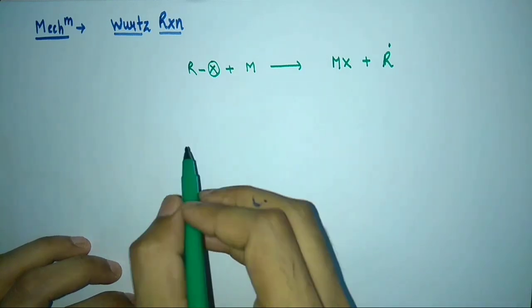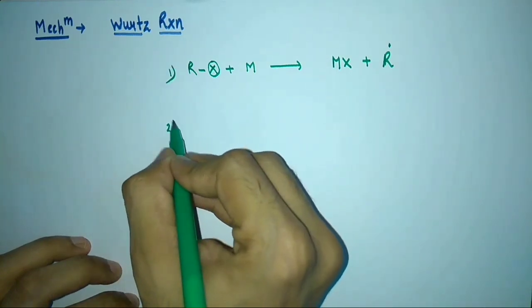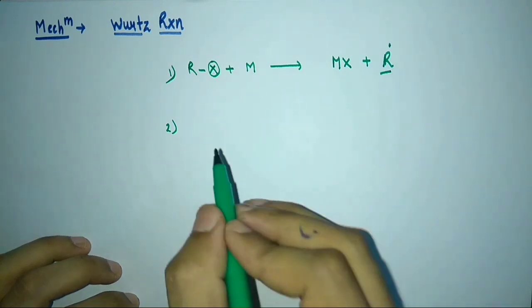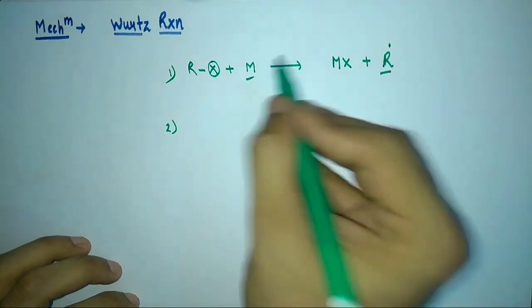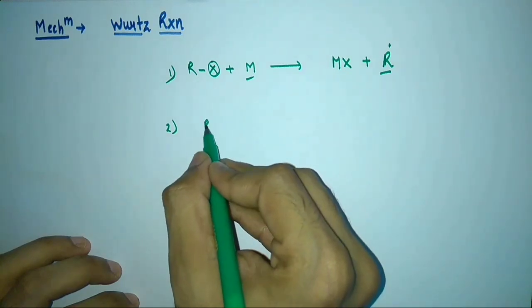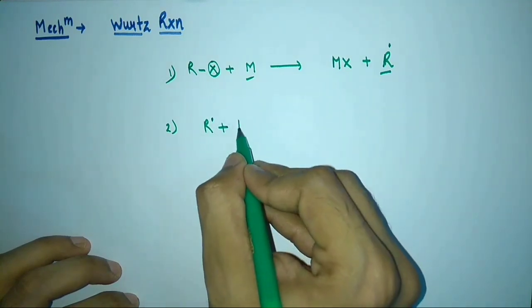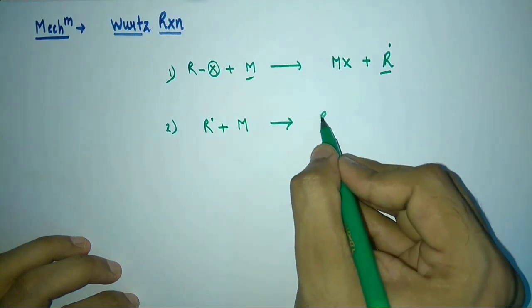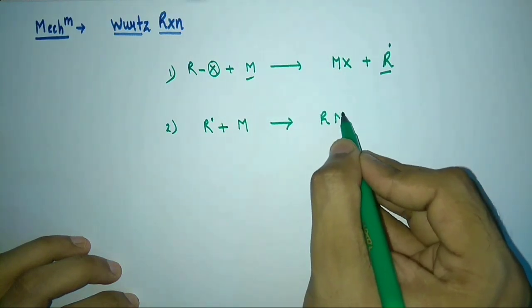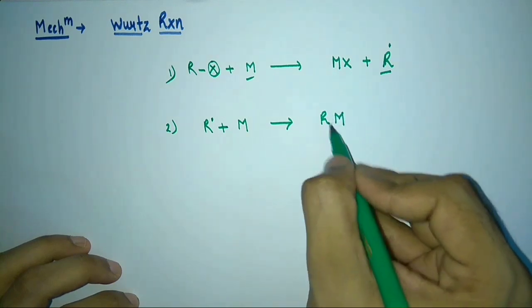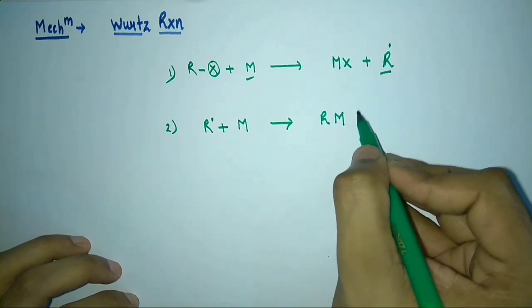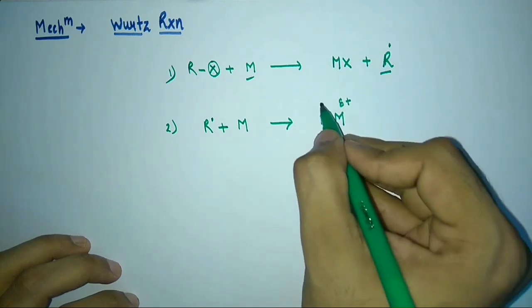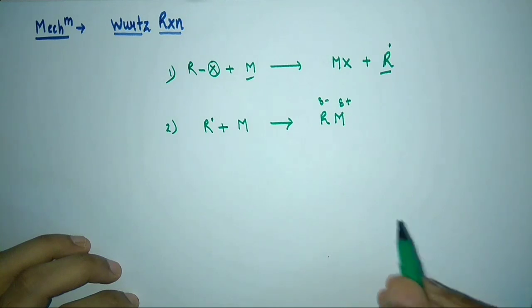In the next step, the alkyl radical accepts an electron from another metal atom, and it will produce this RM. Because the metal is electropositive, here comes the partial positive charge and here comes the partial negative charge.